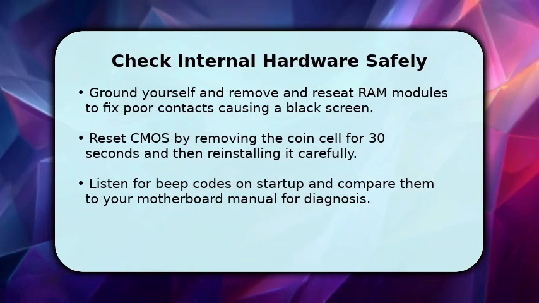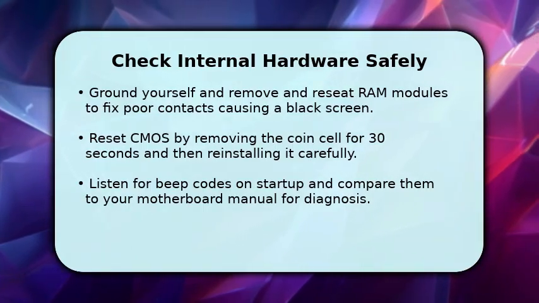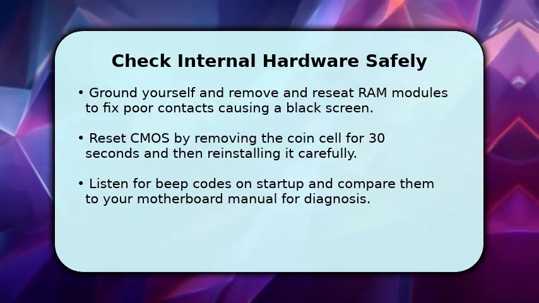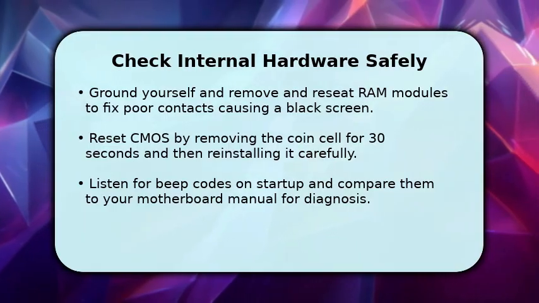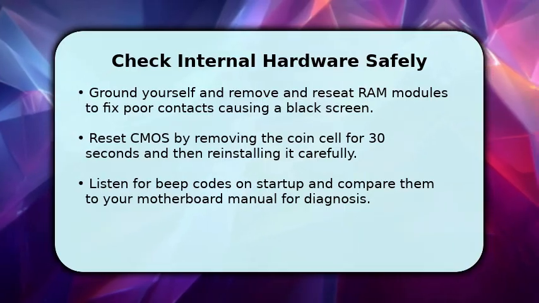Power down and remove the battery or unplug the desktop power cord completely before touching components. Ground yourself and remove and reseat RAM modules to fix poor contacts causing a black screen. Reset CMOS by removing the coin cell for 30 seconds and then reinstalling it carefully.